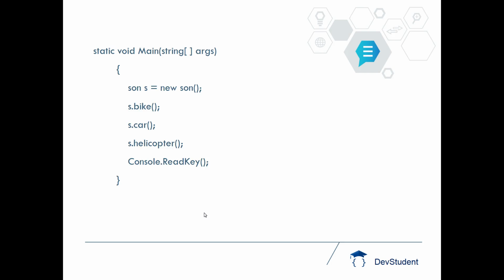Now if I create an object for the son class, Son s = new Son(). s is an object of the subchild. Now I can call all the methods in the three classes. s dot, I can call bike, car and also helicopter. The three class methods can be called because they are under multi-level inheritance.